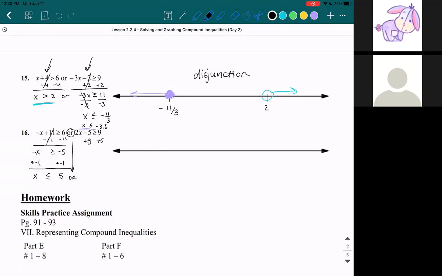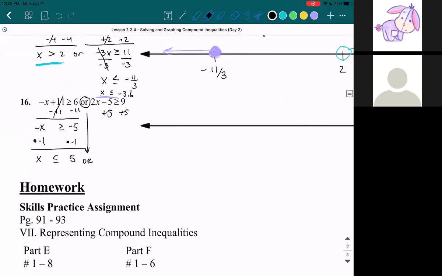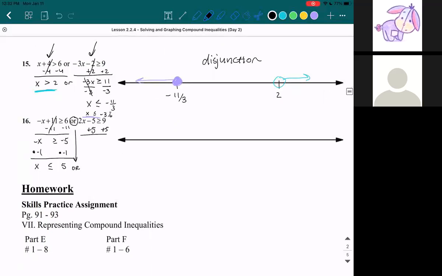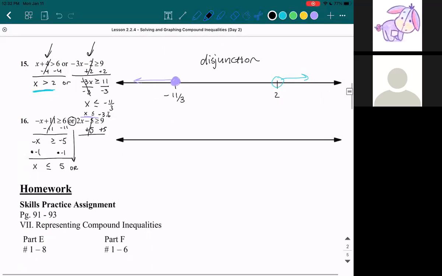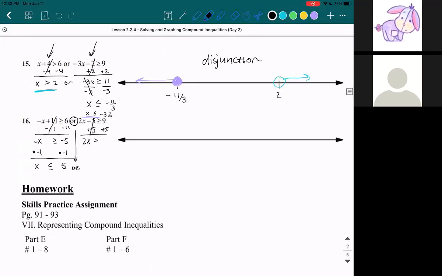So I need to add 5. Ooh, I don't know why I did that. Okay, so we added 5, cancels out. We get 2x ≥ 14. And then x is being multiplied by 2, so I'm going to divide by 2. Those cancel out. We get x ≥ 7. Let's plot our answers. 5, 7.